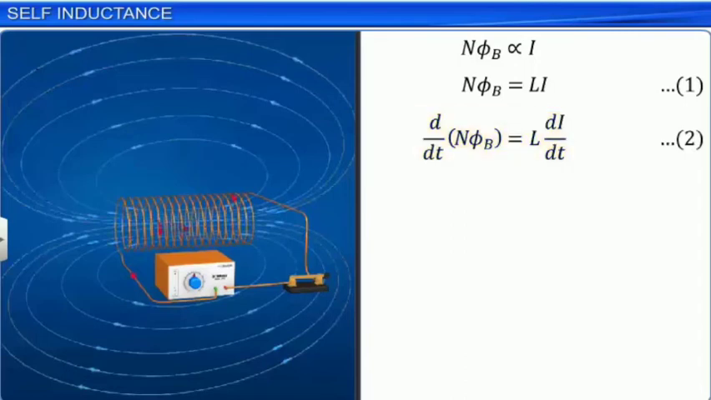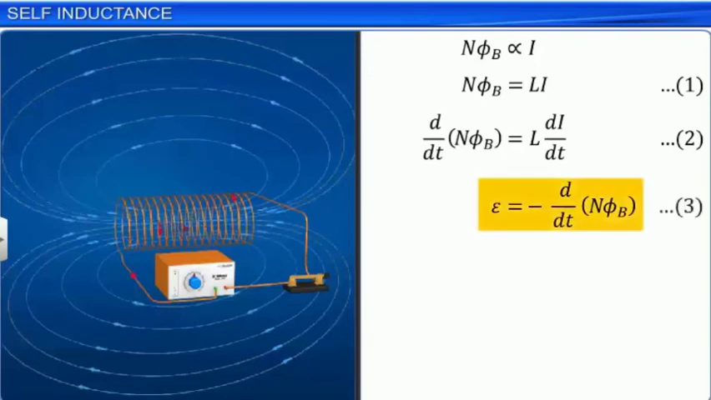From Faraday's law, for a coil of N turns, the self-induced EMF E is equal to minus d by dt of N phi B. Let this be equation 3. Comparing equations 2 and 3, we get the equation E is equal to minus L dI by dt. Let this be equation 4.